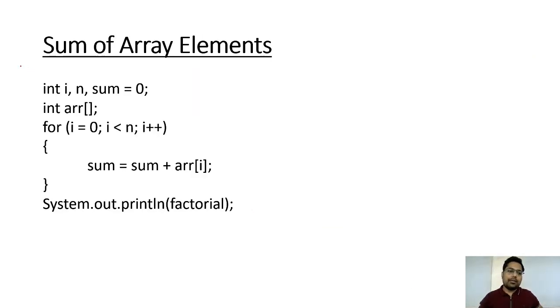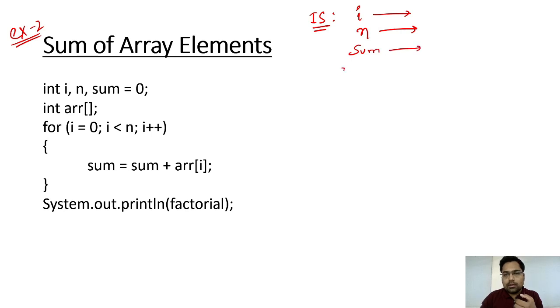Next example. Here is example 2, where it is saying the array elements. As before, we first have to write the input size. The number of variables we are using: the first is i, next is n, next is sum, and the fourth one is the array. You can write array in brackets or array of i. So we are using this array.